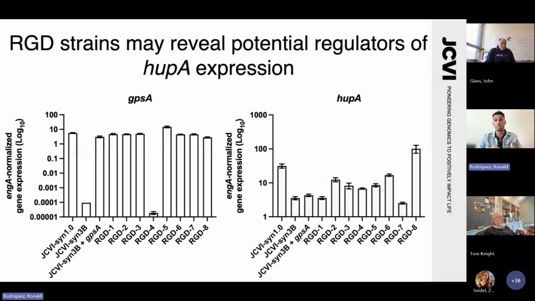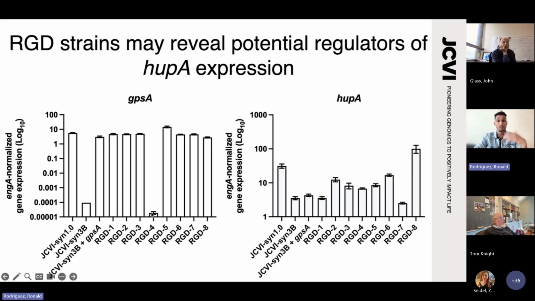So to determine whether there were additional factors from SYN 1.0 that are not present in SYN 3B that may allow us to find something else, not GPSA, that allows for full restoration of HUP-A expression, I did the same experiment as before with all of these different reduced genome design strains. I measured the expression levels of GPSA, which I'm showing here on the left. We see no expression of GPSA in SYN 3B, which is what we would expect.